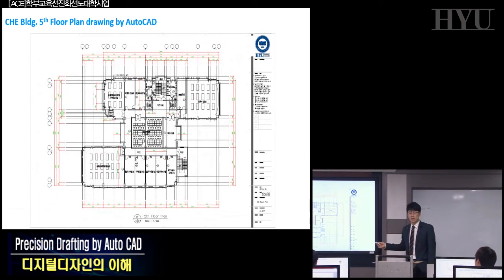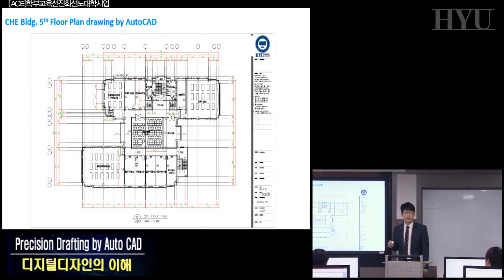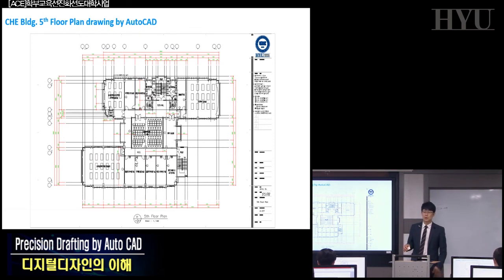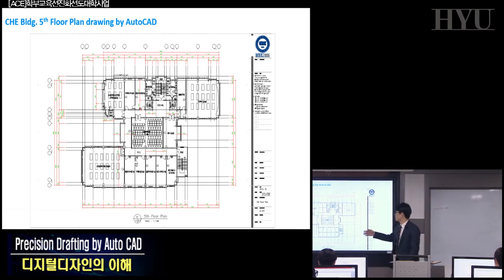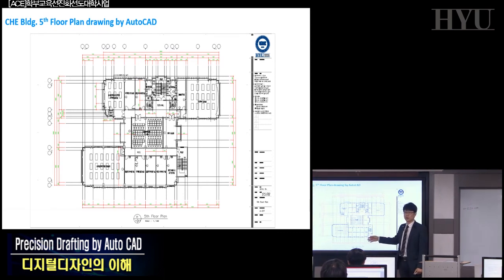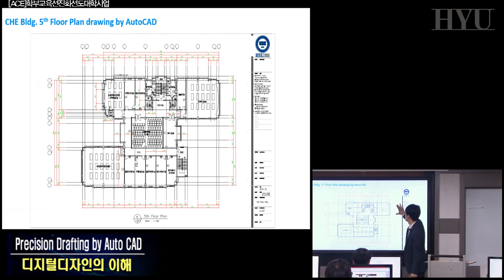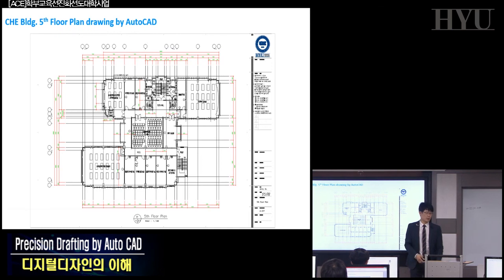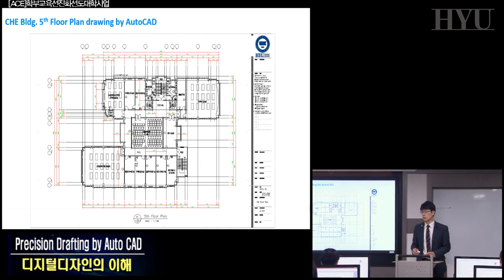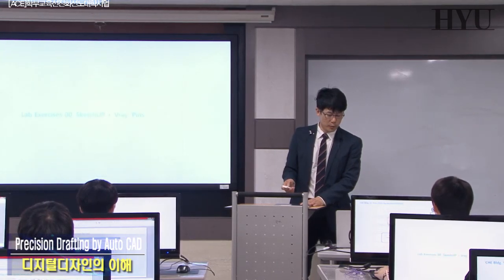That's a very important thing, because what is today's topic? Precision drafting. When you are drawing this kind of thing using PowerPoint, at that time, proportion is important. You don't need to put an actual 7.2 meters for this length. But this is 2D vector drawing for precision drawing. That means your line for this one must be 7.2 meters, okay? That's why we are using AutoCAD. Okay, let's move on to the lab exercise.